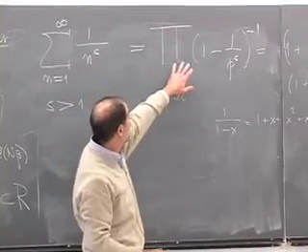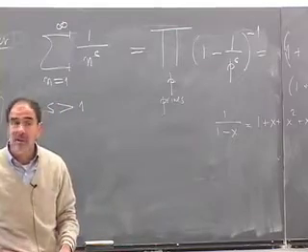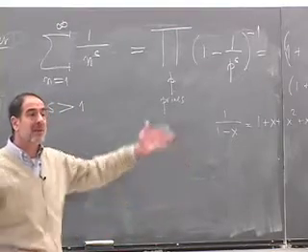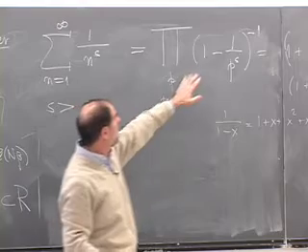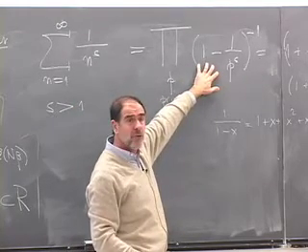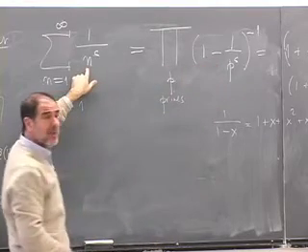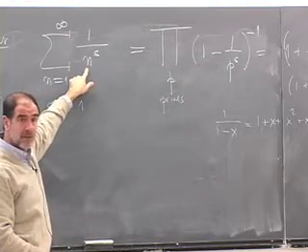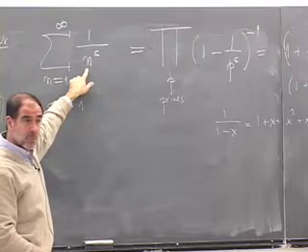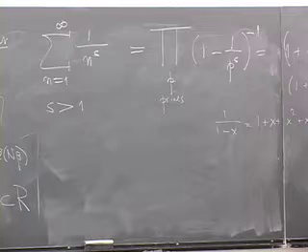And he did an awful lot with this. For example, he gave a really good proof that there were infinitely many primes. Here's a proof that there are infinitely many primes from this. If there were finitely many primes, this would be a finite product, so it would converge for all values of s. But this doesn't converge for s equal 1. So that's like the first great proof of the infinitude of primes since Euclid.